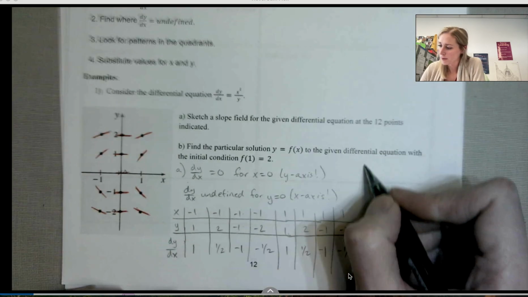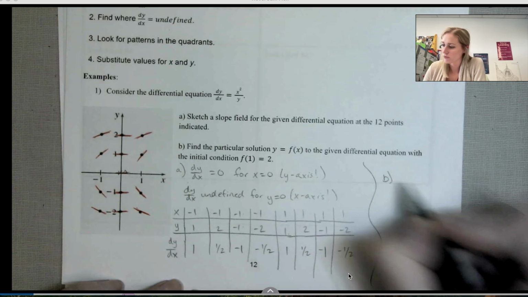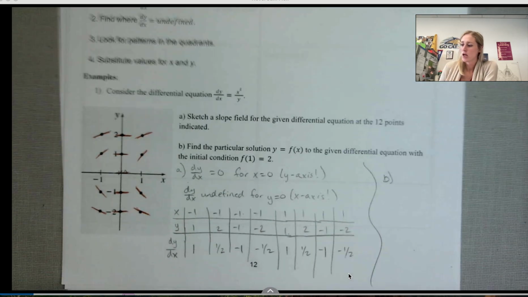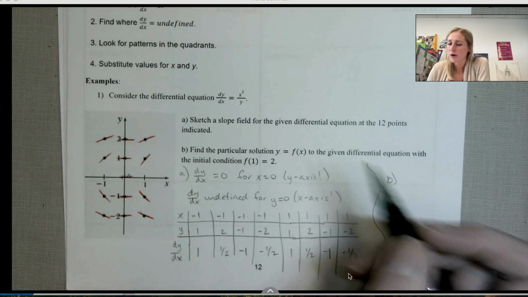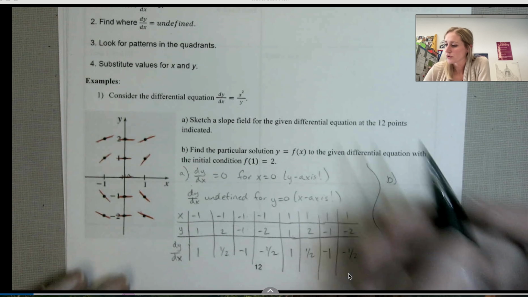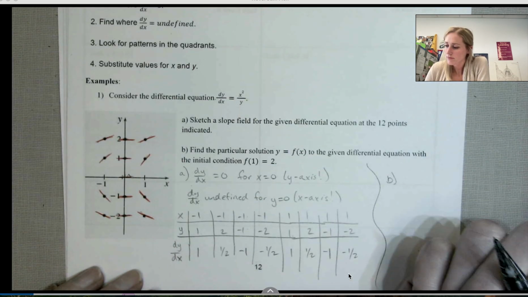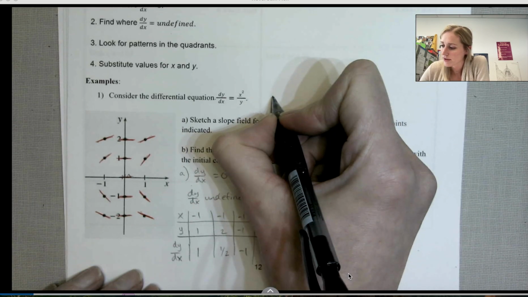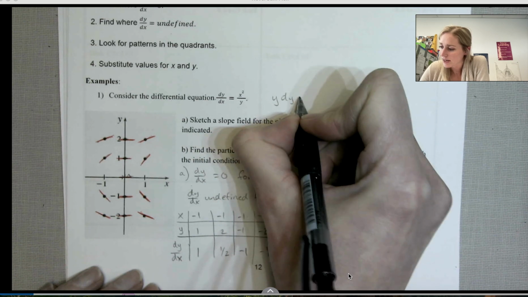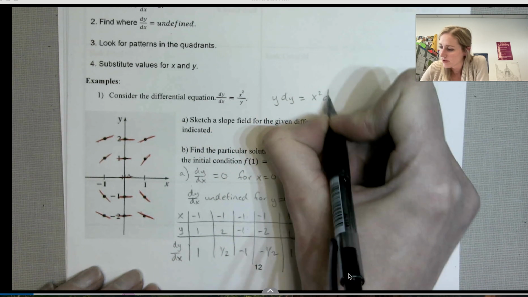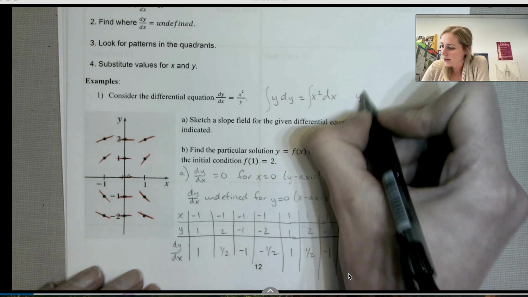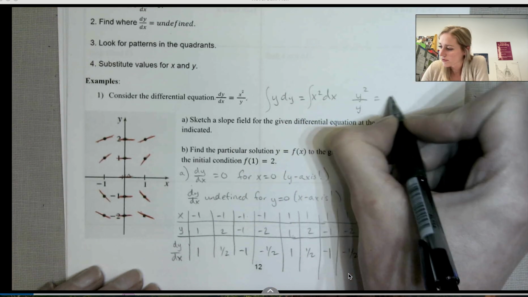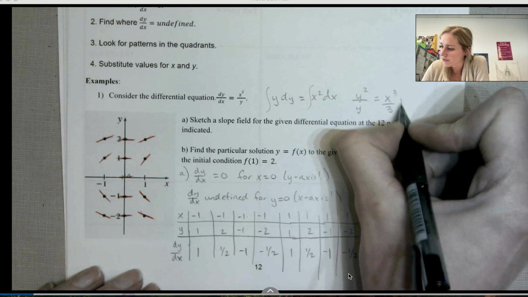Okay, so now part B, and I didn't leave myself a ton of room, sorry guys, so I'm going to use up here a little bit too. Part B asks us to find a particular solution. We're going to do that the same way we did in 7.2. I'm going to rewrite my equation by separating my x's and y's. Okay, integrate. So we got y squared over 2 equals x cubed over 3 plus c.